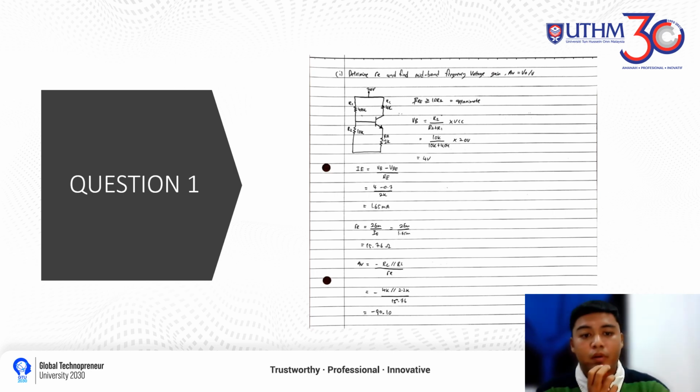Okay, for question 1, determine RE and find the mid-band frequency voltage gain. AV equals V out over V in. So for the IE, I have the answer 1.65 milliampere. Then for the RE, 15.76 ohm. And for the voltage gain, negative 90.1.